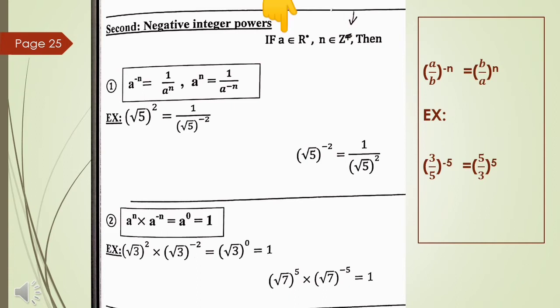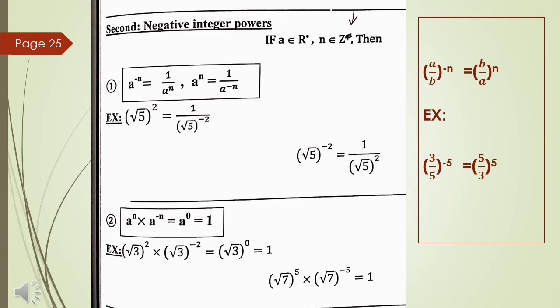That's why he's writing here if a belongs to R star and n belongs to Z negative. This is a mistake in your booklets. This is page 25. You can make it right. n belongs to Z negative, which means the power is a negative integer.